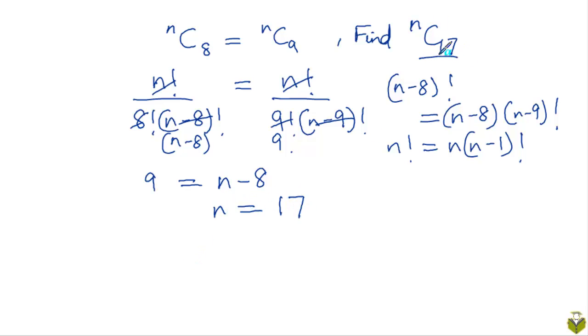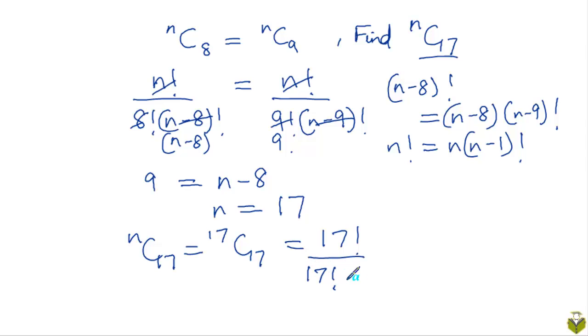Now we have to find N choose 17. What is N choose 17 now? That is the same as 17 choose 17, which will be the same as 17 factorial divided by 17 factorial divided by 0 factorial, because you have N minus R, so it's 0 factorial, which is 1. So this is equal to 1. So this is the right answer.